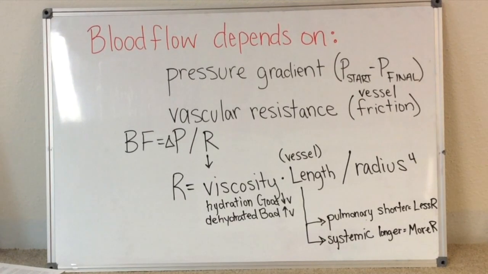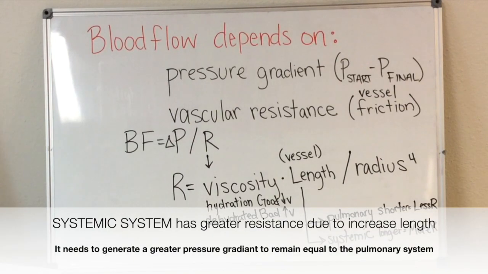As you can see, because the pulmonary system is shorter, it has less resistance and therefore needs less of a pressure gradient for the blood to reach the end of the tube. The systemic system is longer, which increases the resistance that it has, and therefore to have equal blood flow, it needs to create a larger pressure gradient.